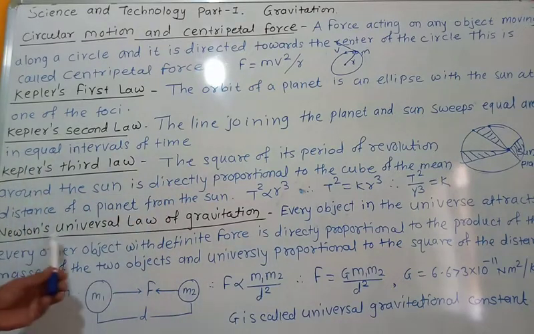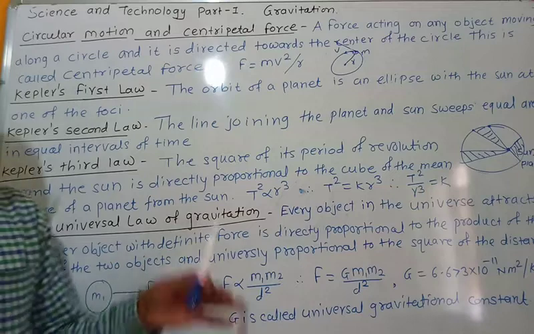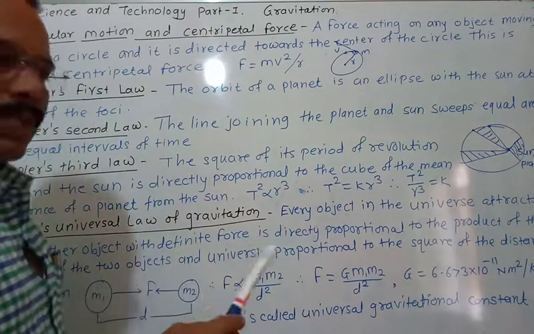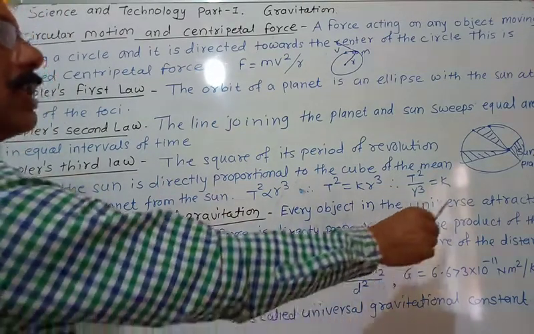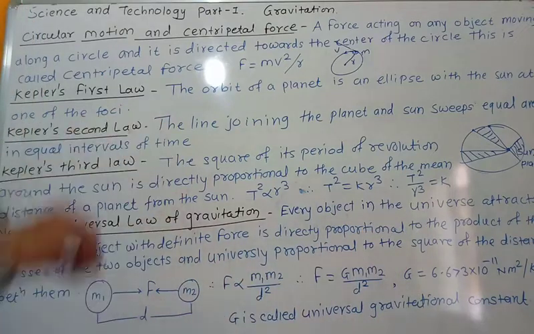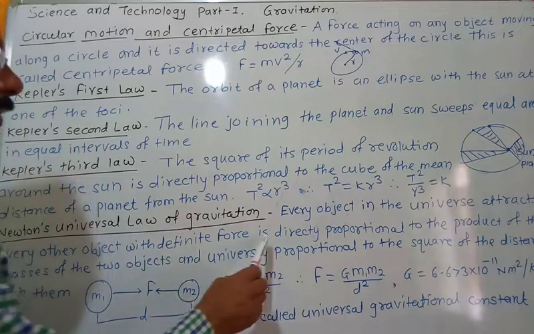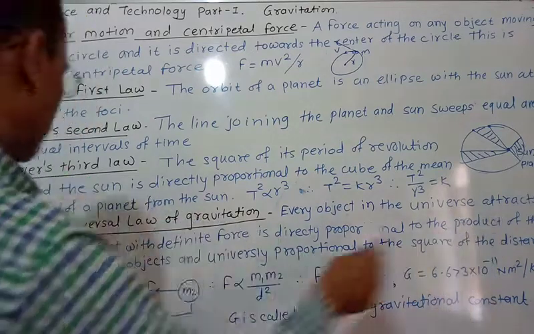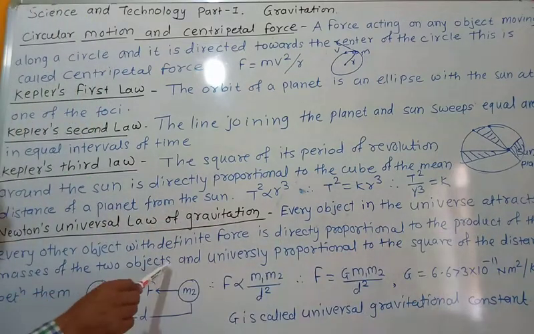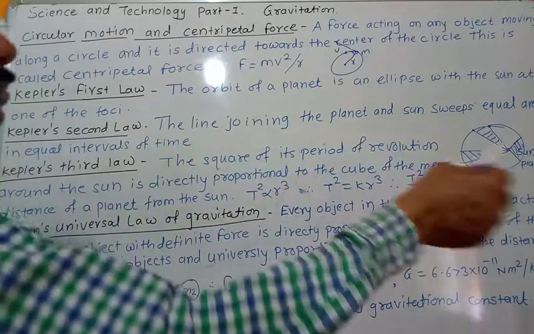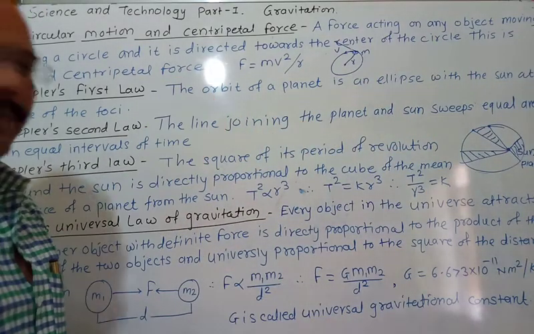By studying all this, Newton put forth his universal law of gravitation. Newton proved that every object in the universe attracts every other object with a definite force F. This force is directly proportional to the product of the masses of the two objects and inversely proportional to the square of the distance between them.